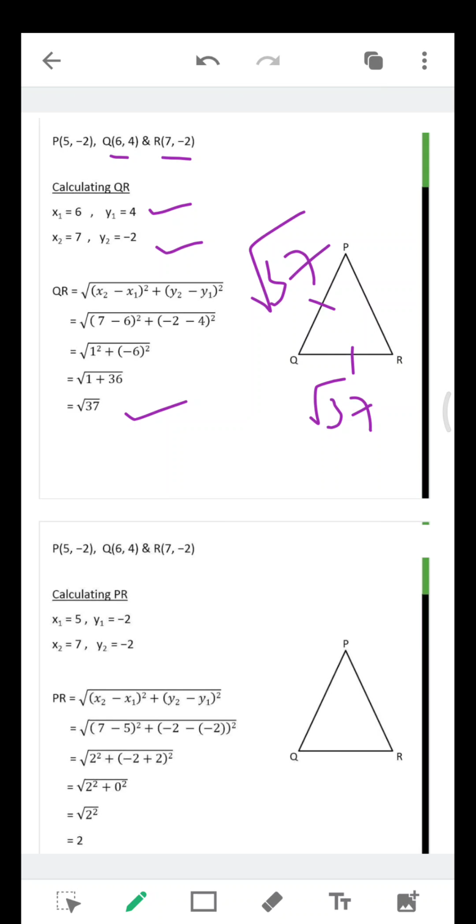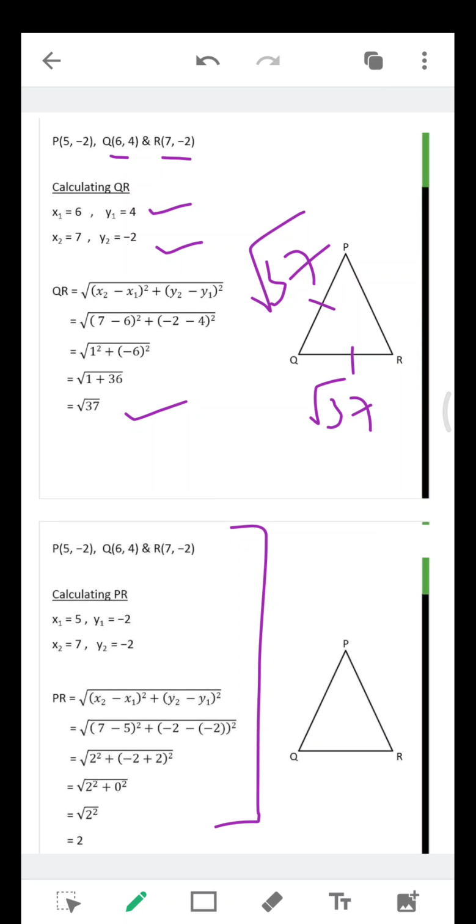So what can you say from this? You can say that this is an isosceles triangle. There is no need for you to go for third side. Here it is done for your knowledge, but there is no need for you to go for third side.